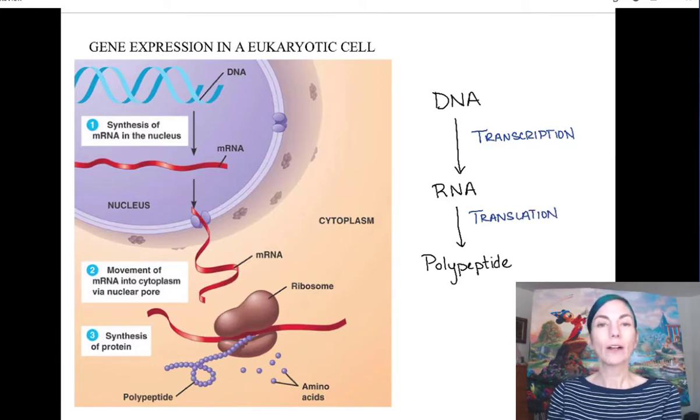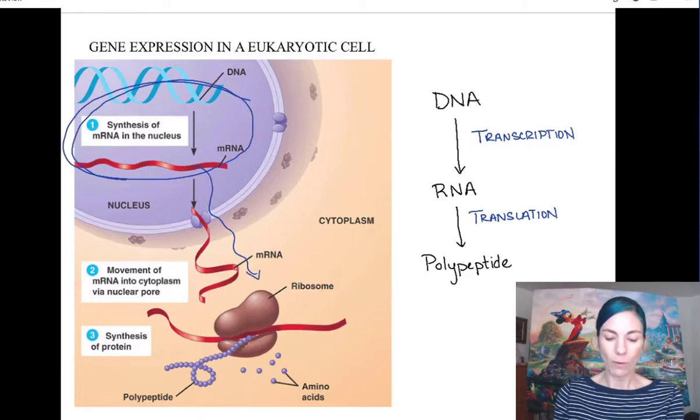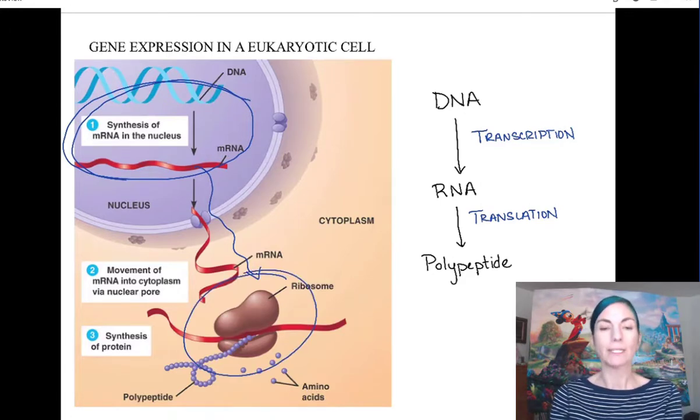Now, as a quick refresher, gene expression in a eukaryotic cell is separated by both space and time. And that is because the DNA is housed in the nucleus, a special compartment, where the ribosomes are out in the cytoplasm. So transcription is going to happen in the nucleus. And then that RNA must find its way out of the nucleus into the cytoplasm, where a ribosome will read it.